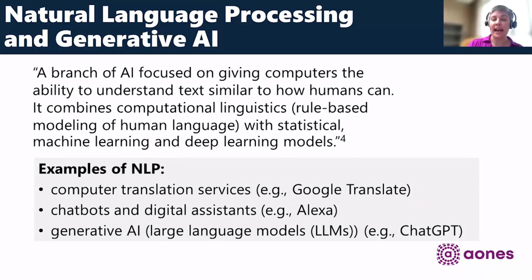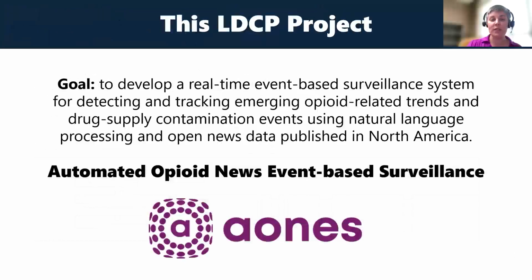So this project, as I said at the beginning, was a locally driven collaborative project funded by Public Health Ontario, which aimed to develop an event-based surveillance system for detecting and tracking emerging opioid-related trends and drug supply contamination events. We do this by using open news data published in North America and natural language processing to extract and synthesize this data. We call this project AONES.